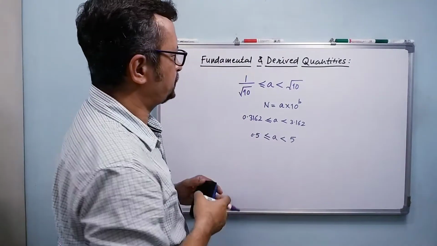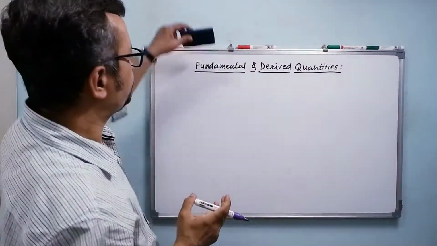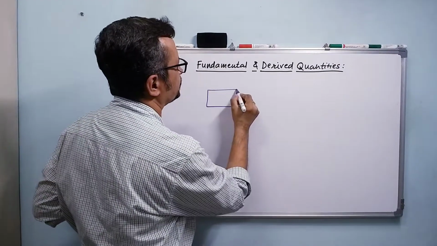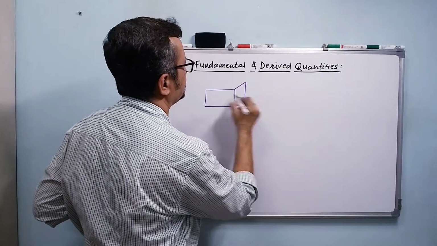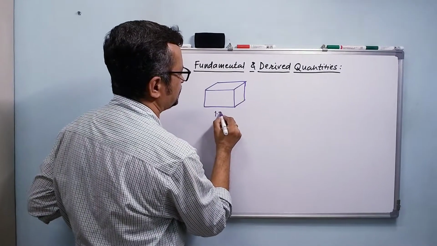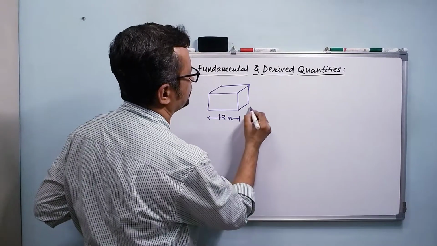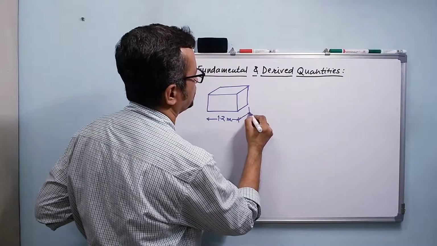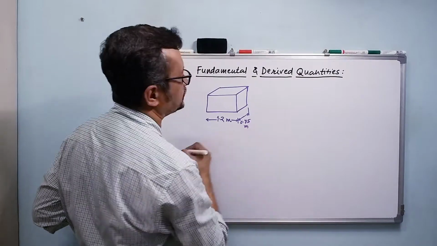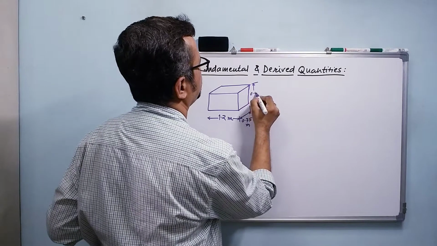Let us try and find out the volume of a cuboid. I'm going to have this cuboid as this. It has some length, breadth and height. My length is, let us say, 1.2 meter from here to here. My breadth is 0.75 meter again, and the height is 0.5 meter.